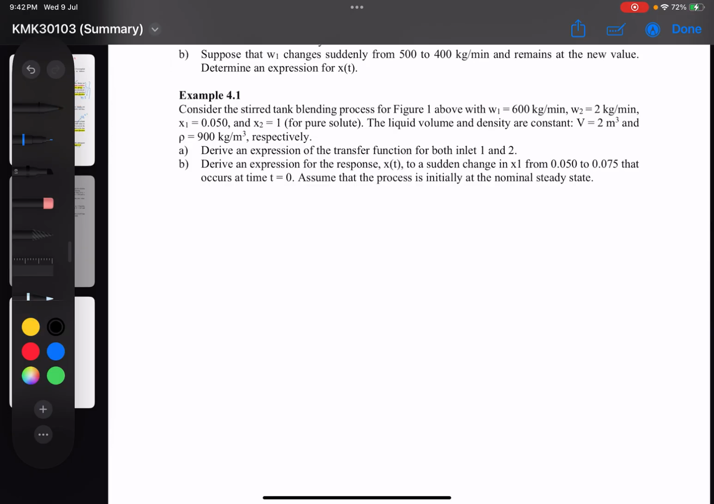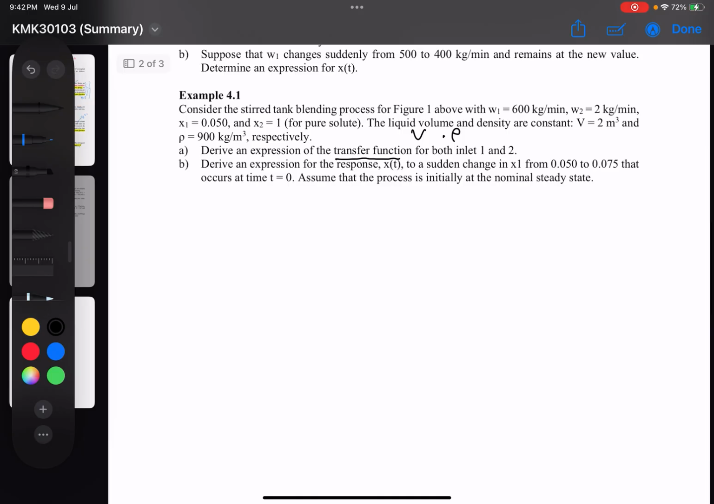Consider a stirred tank blending process for figure 1 above, in which W1 equals 600 kg per minute, W2 equals 2 kg per minute, X1 equals 0.05, and X2 equals 1, or pure solute. The liquid volume and density are constant. In fact, they already mention that V equals 2 and rho equals 900 respectively. Derive the expression for the transfer function for both inlet 1 and 2. See, this one they're asking for the transfer function.